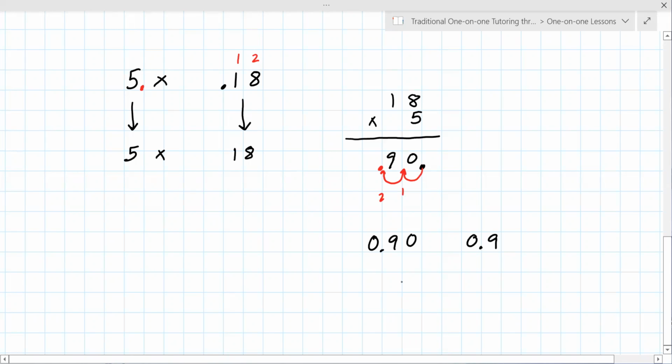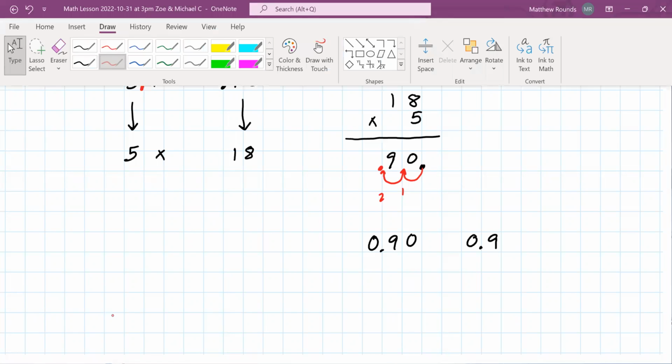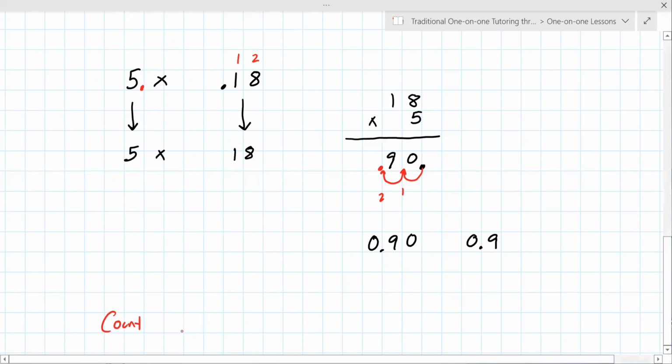So if there's no point on the 5, we don't count that? Only to the right of the decimal. Oh, okay. So more specifically, and I guess I should have added that, you count to the right of the decimal.